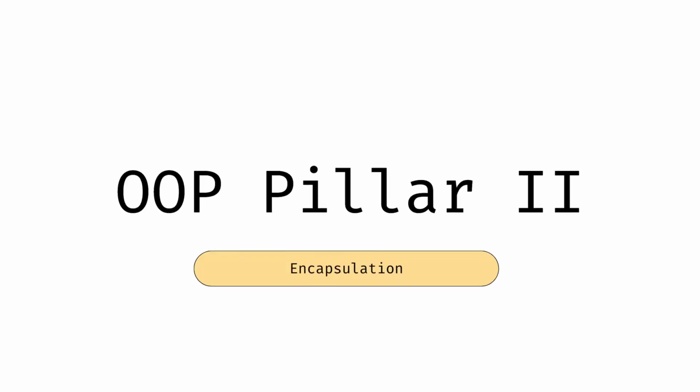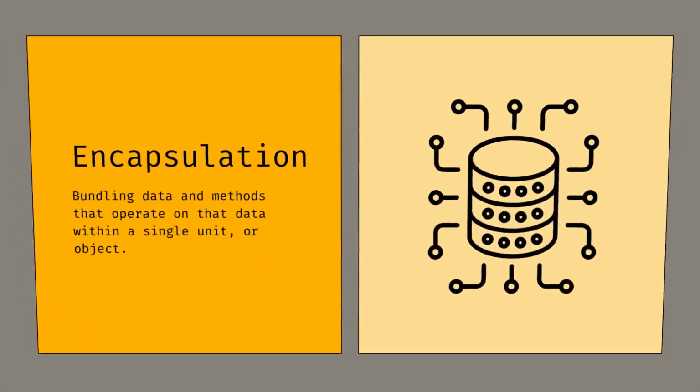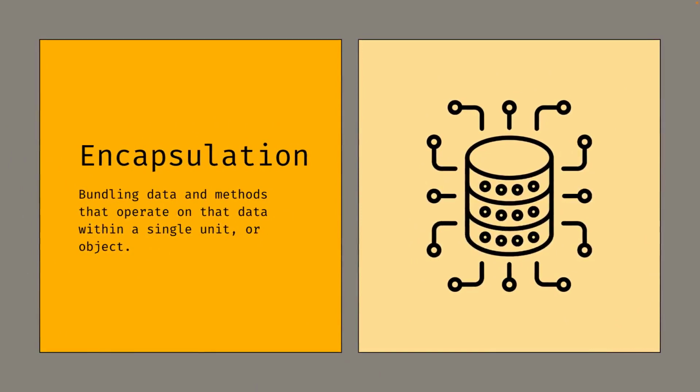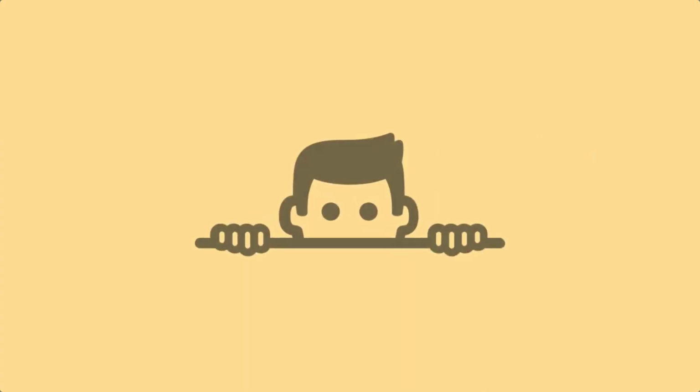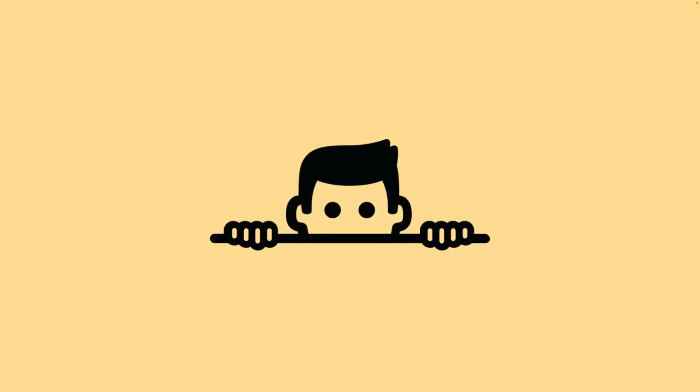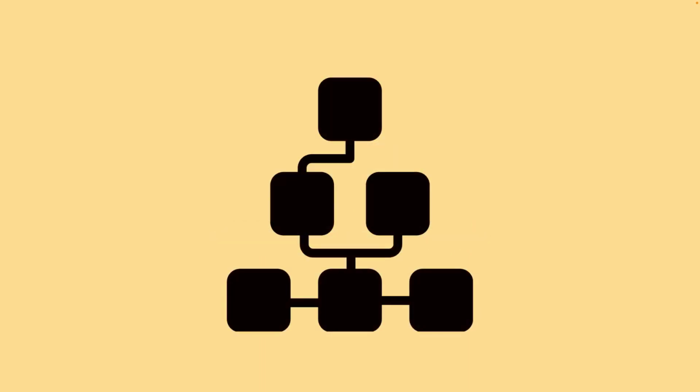In this video, we'll be focusing on the second pillar of OOP, encapsulation. Encapsulation is the concept of bundling data and methods that operate on the data within a single unit or object. This helps to hide the implementation details of a class from other objects. And this makes the code more modular and easier to maintain, which is great.